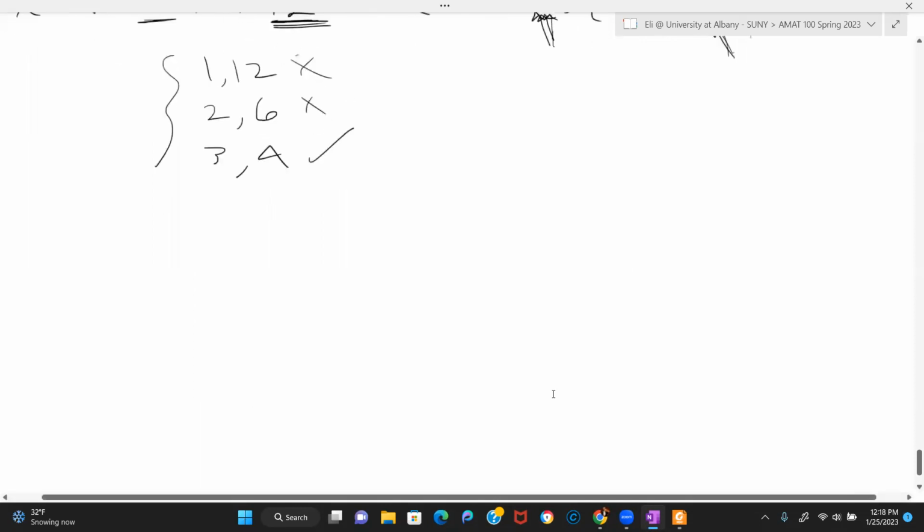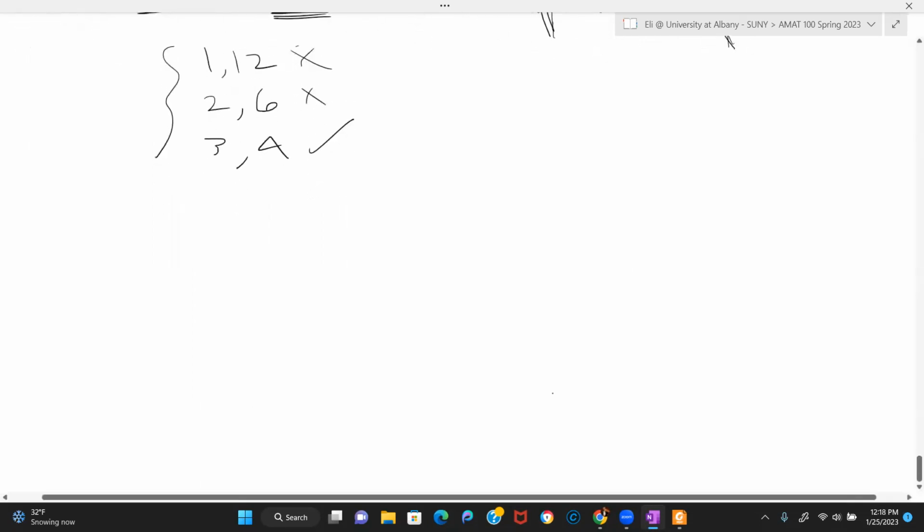All right, let's look at another example. This is an example where the leading coefficient is not equal to 1. So this one is a little bit trickier, but it's not that bad. It's not that much harder.